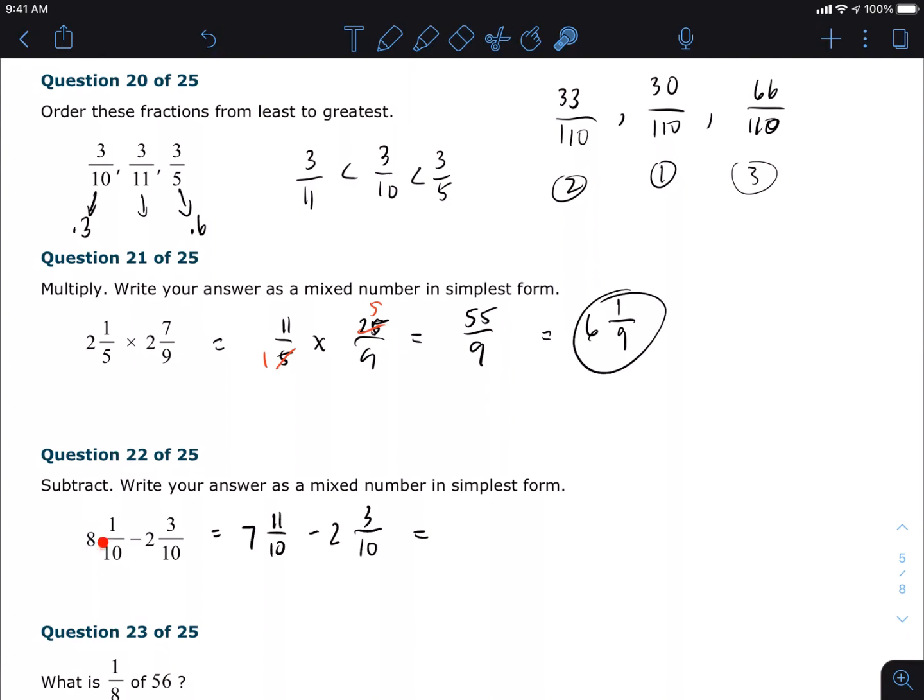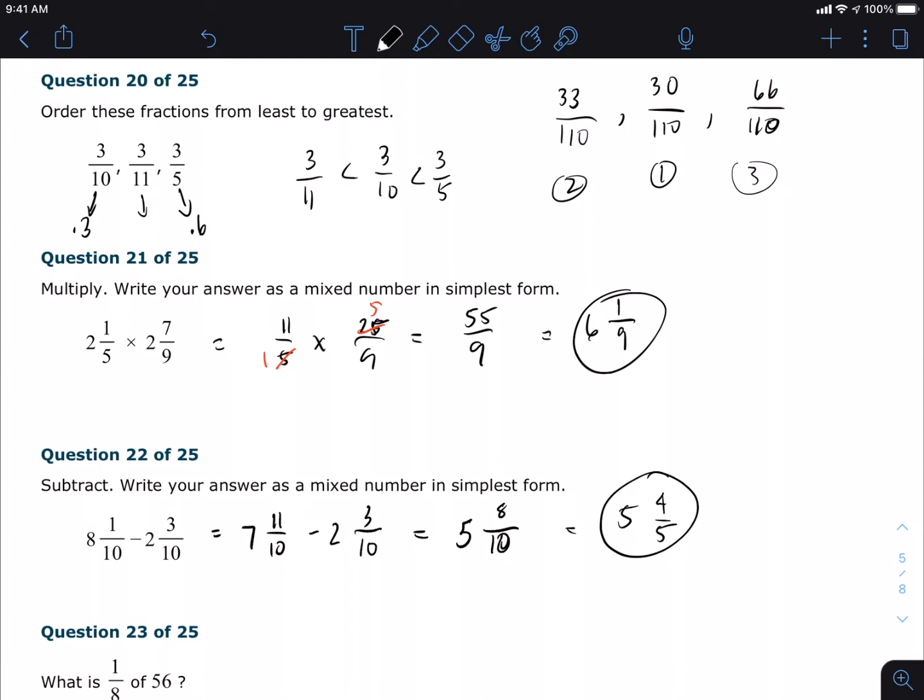So in order to do that, I borrowed from the whole number 8 and added 10 to that 1. Now what ends up happening is I can subtract like normal. What's 7 minus 2? That's 5. The denominator stays the same. What is 11 minus 3? That's 8. And then I can reduce that to be 5 and 4/5. So that's one way to do it.